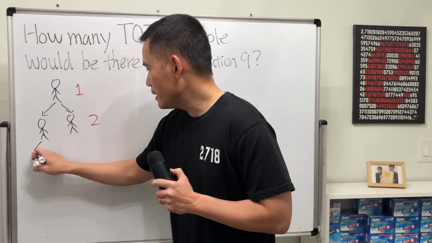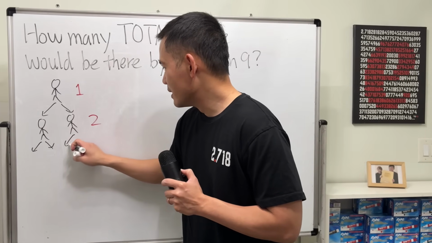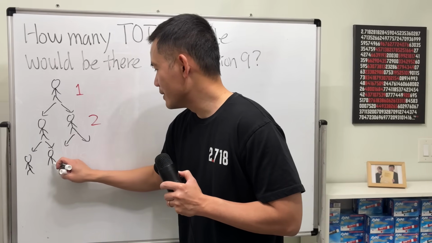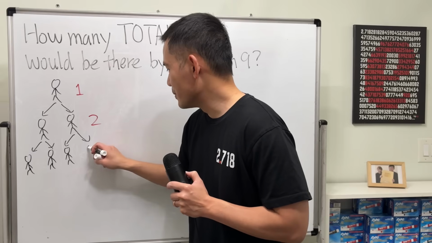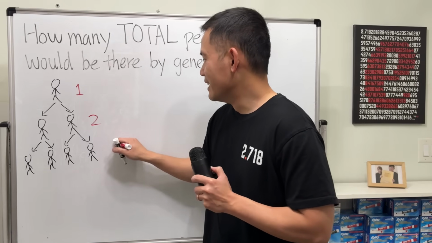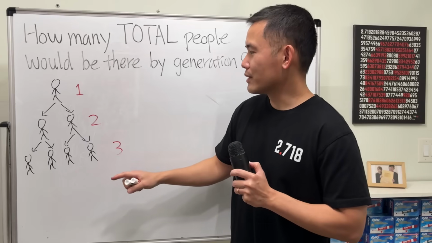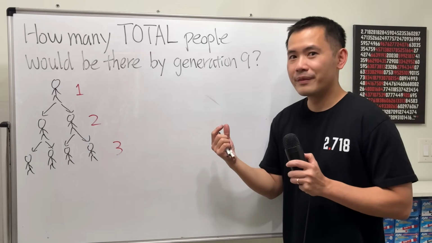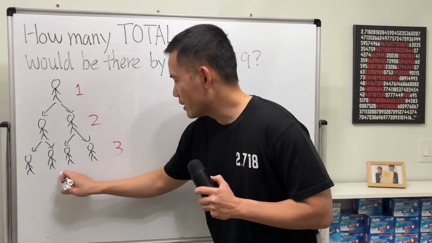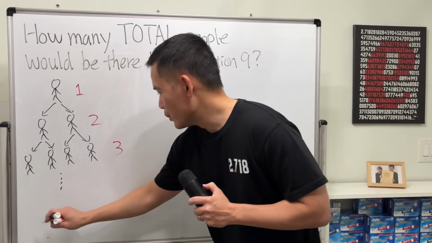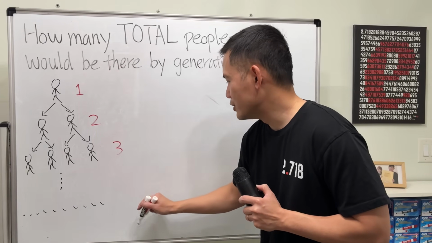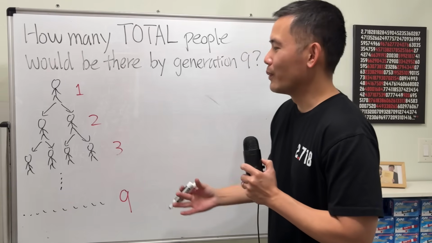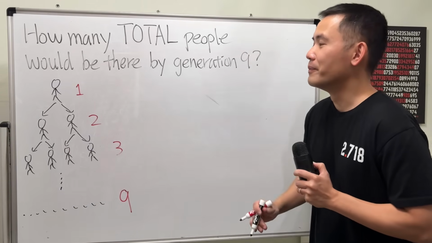And then assuming each person gives us like 1, 2, and then 1, 2, like this. So by generation 3, we have a total of 1 plus 2 plus 4, which is 7. And then this right here keeps on going forever. And we will get so many people by generation 9. And the question is, how many people are we going to have all together right here?